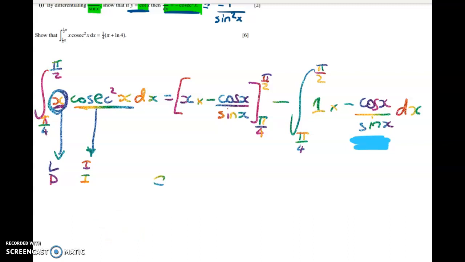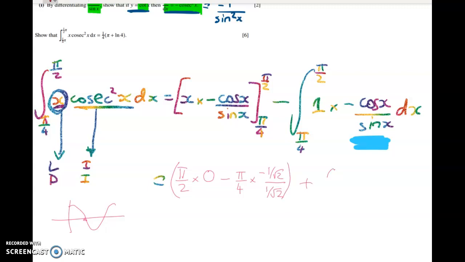Let's just leave this sitting here. Actually, I'm going to evaluate this bit now because it's pretty easy to do. So I'm going to have pi on 2 times negative cos of pi on 2, there's my cosine graph, it's going to be 0, right? So 0 over 1 minus pi on 4 times negative 1 on root 2, pi over 1 on root 2. So that's that bit done.